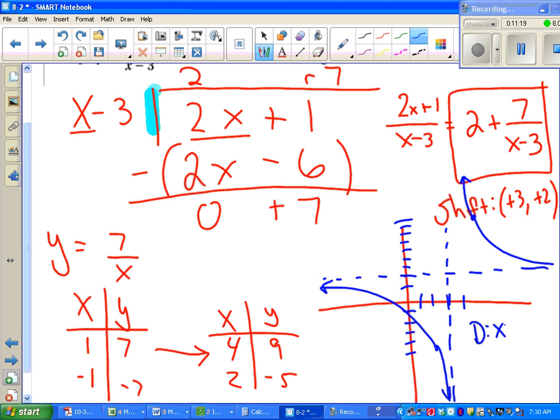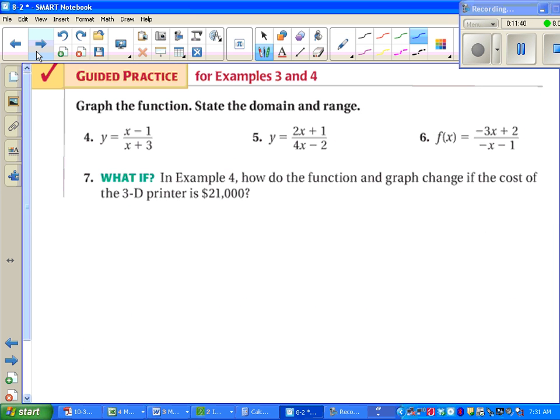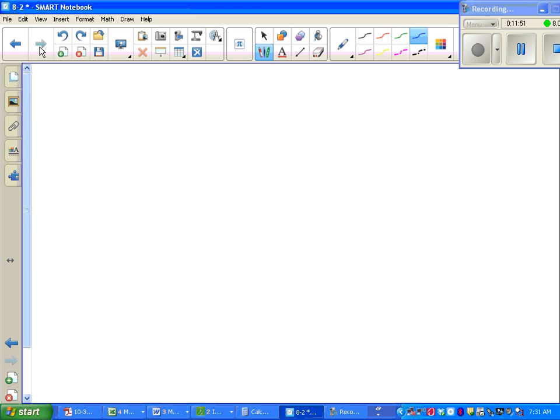Once again, my domain is all real numbers except the x shift. My range is all real numbers except the y shift. So really the trick on this problem is using that division to rewrite the original problem. At this point, go ahead and try 4 through 6. You're going to have to use long division or synthetic division first on all 3. And that's it.